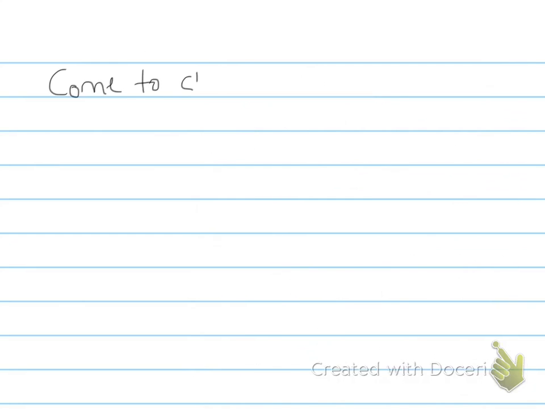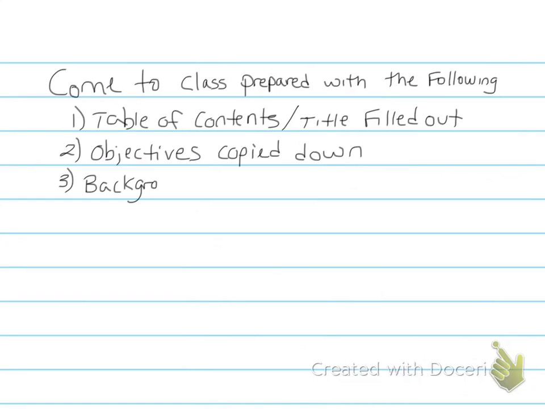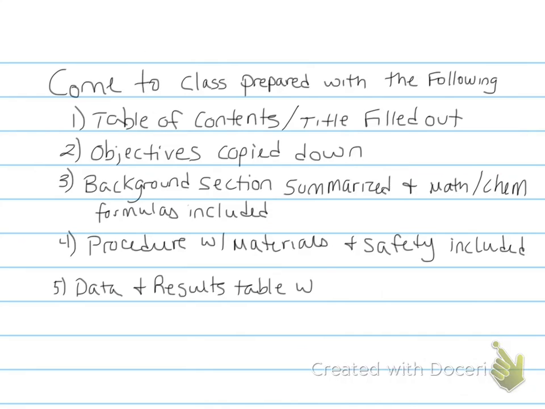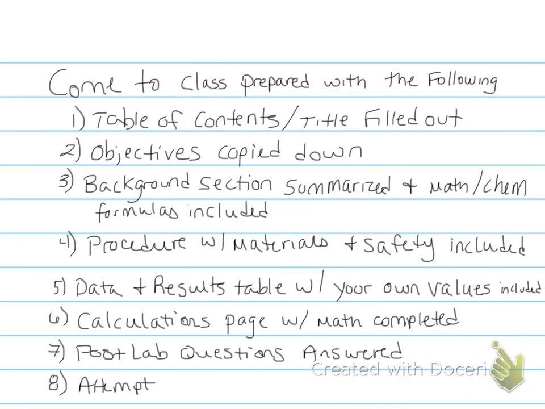So when you come to class, here's what I want you to come prepared with, and it's really important that you come ready so that I can help you with your conclusions and sources of error. You need to have your table of contents and your title filled out. You need to have your objectives copied down. You need to have the background section filled out, including the summary, the math, and the chemical formulas. You need to have the procedure with the materials and the safety included. You need to have your data and results table included with your own values from the lab. You need to have your calculations page completed with the math completed, and you need to have your post-lab questions completed. You need to also try to attempt filling out your sources of error, and I will help you with these. They're a little bit more difficult.